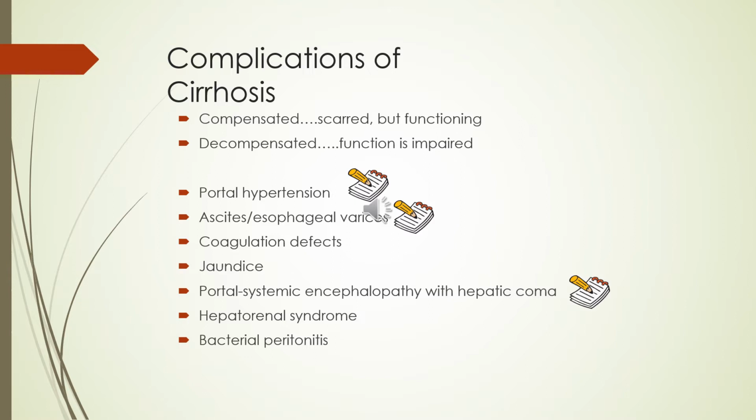So there are some complications of cirrhosis that can be either compensated or decompensated. If we have compensated cirrhosis, we have scarring, but the liver is still functioning. If we have decompensated cirrhosis, the functioning of the liver is definitely impaired. And there are some different disease processes that can occur as complications: portal hypertension, ascites, and esophageal varices, coagulation deficits or defects, jaundice, portal systemic encephalopathy with hepatic coma, and then hepatorenal syndrome and bacterial peritonitis.